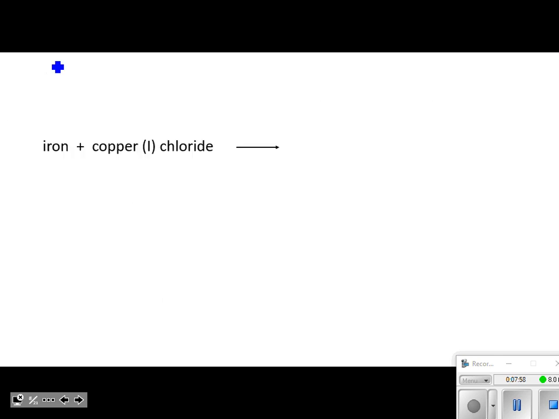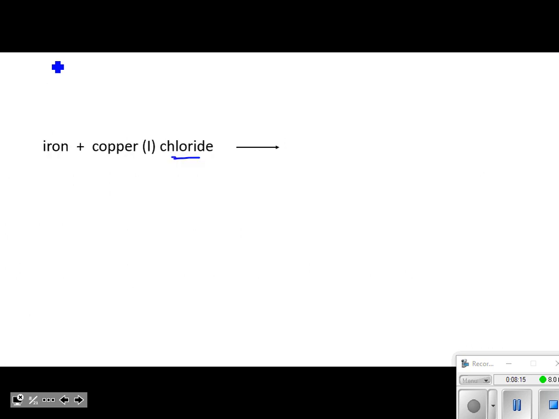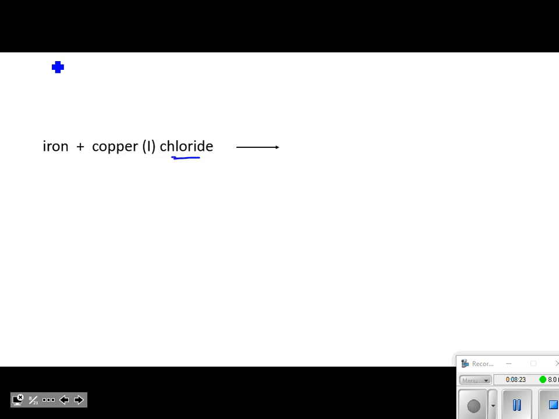Do we see a halogen in this one? Well, chloride is a halogen, but let's go back and look. It has a halogen by itself plus an aqueous salt. Does that fit the bill for this? No, that halogen is not by itself. A metal oxide and hydrogen. Well, I don't see hydrogen. I don't see a metal oxide.